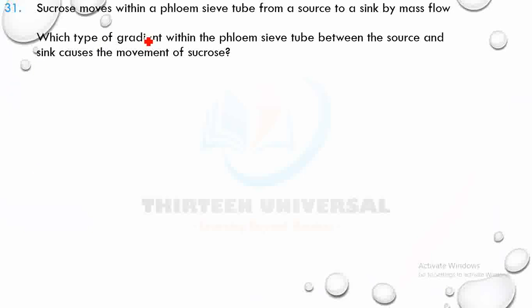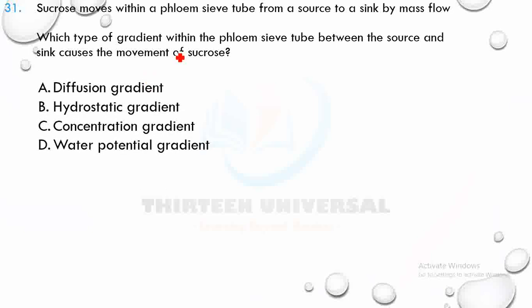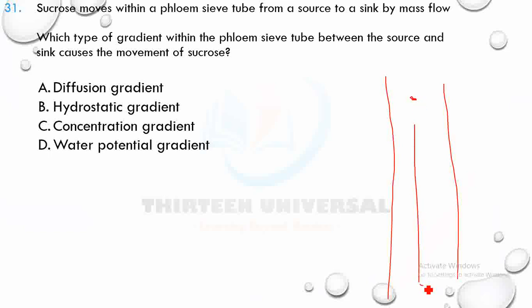Sucrose moves within a phloem sieve tube from a source to a sink by mass flow. Which type of gradient within the phloem sieve tube between the source and sink causes the movement of sucrose? Pause the video and tell me the gradient. What gradient moves sucrose by mass flow from the sieve tube at the source to the sieve tube at the sink? It is not a diffusion gradient, it is hydrostatic. A pressure gradient, not a concentration gradient. So it is B.